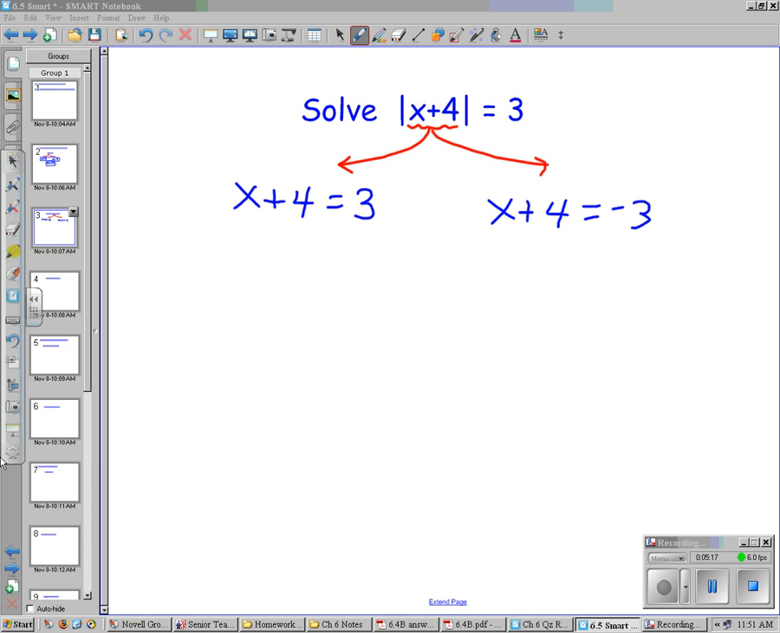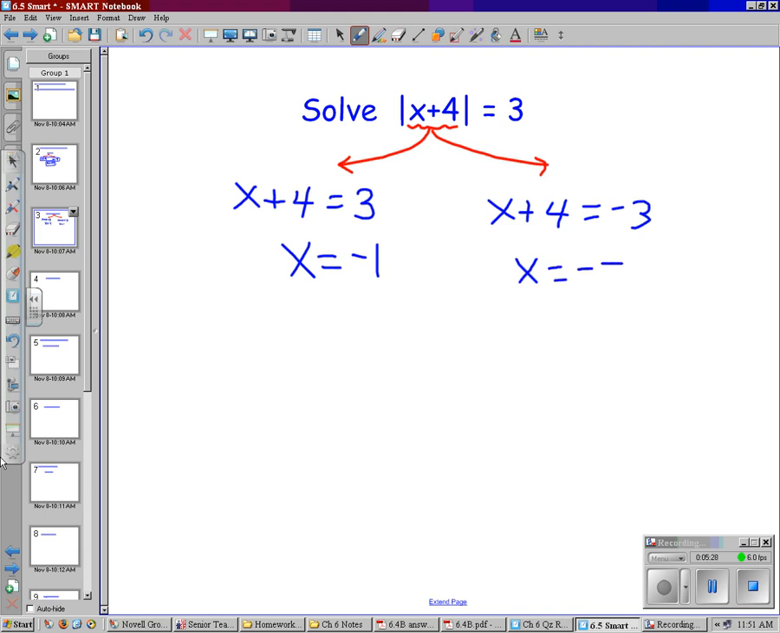X equals -1. All righty. The second equation, what are we going to have as a solution to that, please? Jake? X equals -7. Let's put a box around those two answers. And let's check to make sure that they actually work.